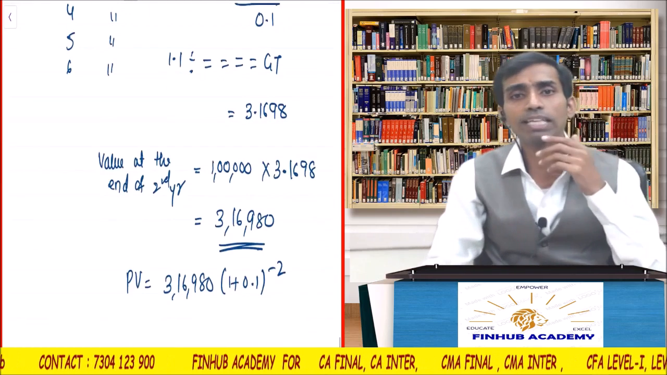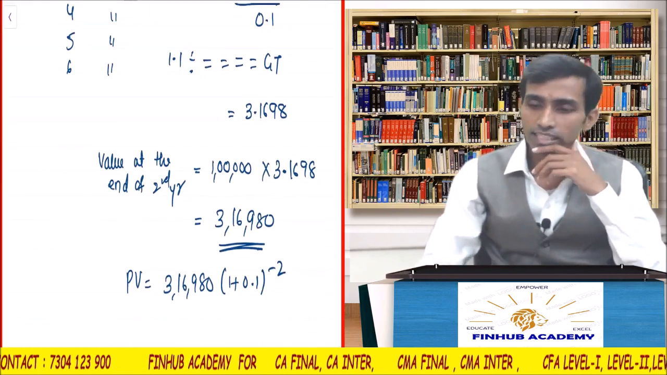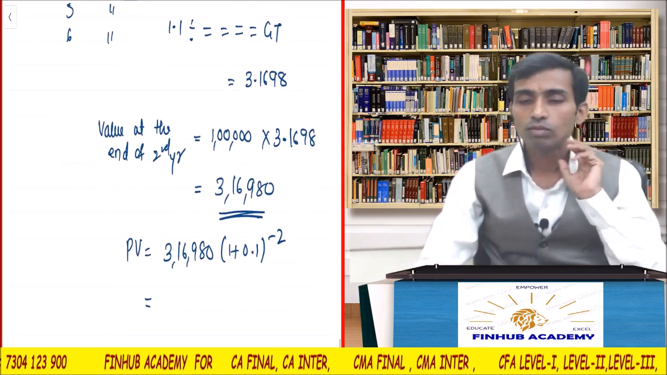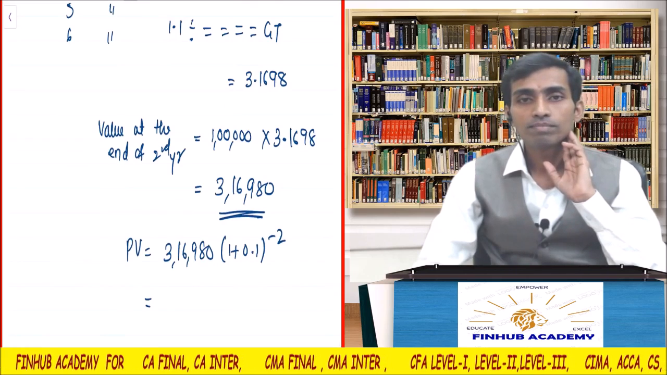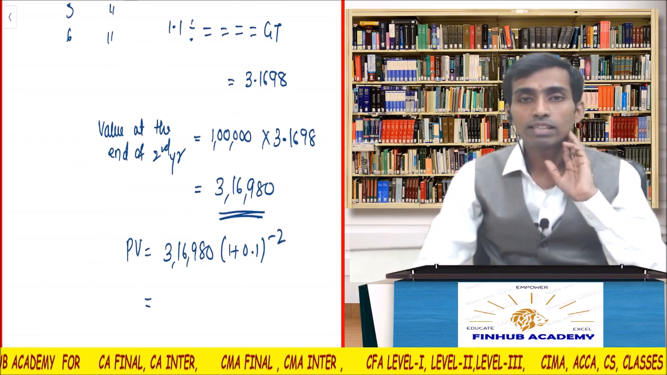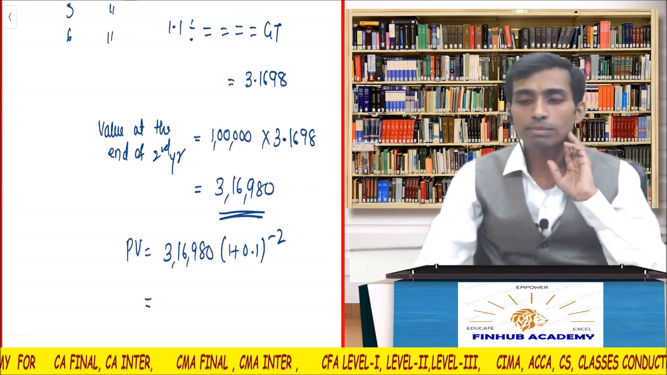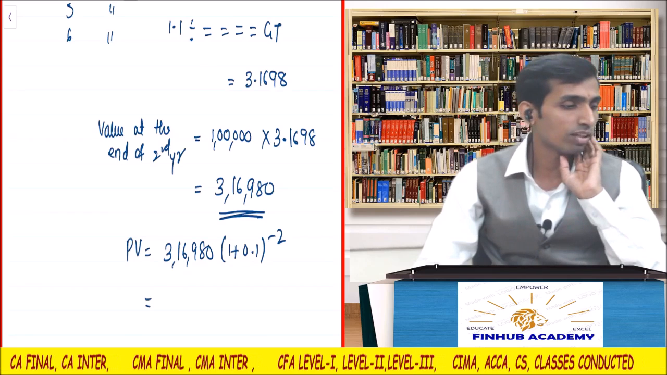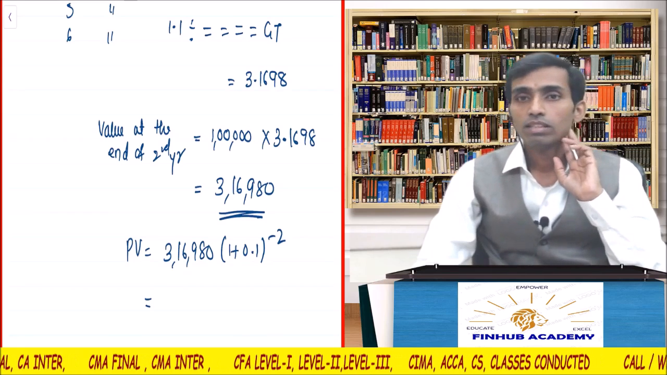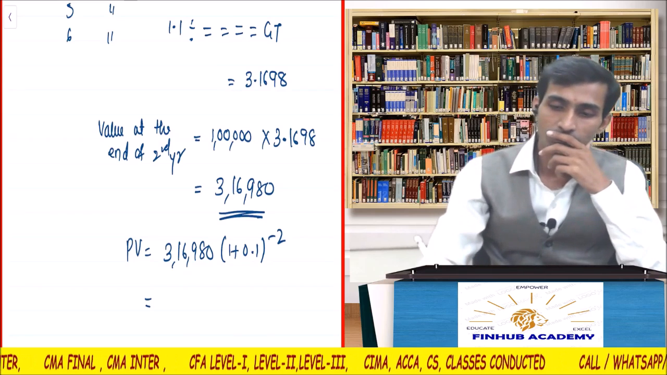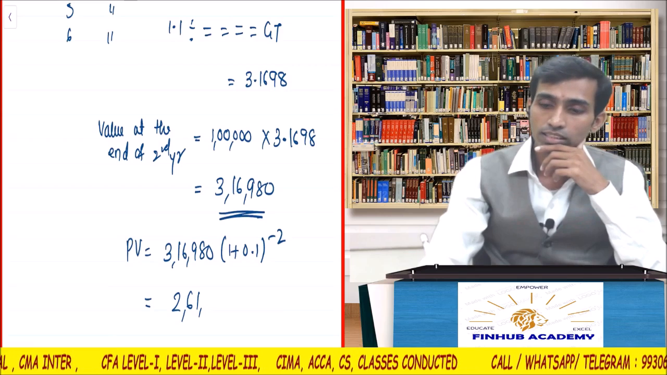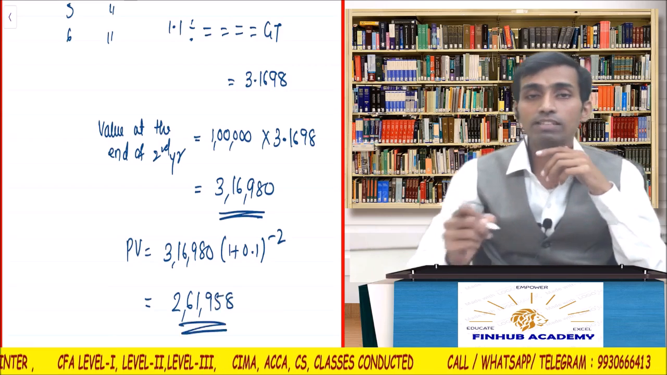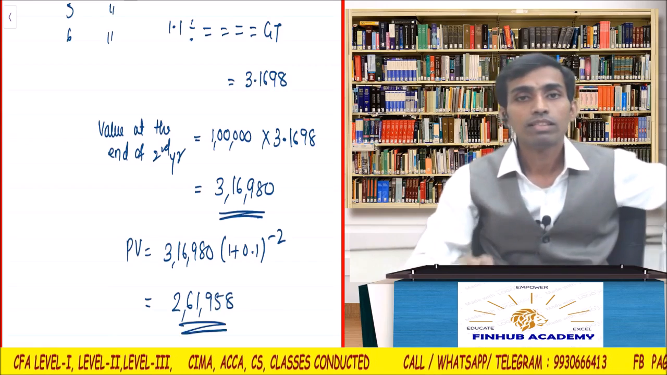Obviously I can do this on my calculator. Please give me the answer for this. 1.1 divide equals to, again equals to. 1.1 divide 2 times equals to, then multiply by 3,16,980. The answer is 2,61,958. This is the present value. Everybody understood? Is it clear?